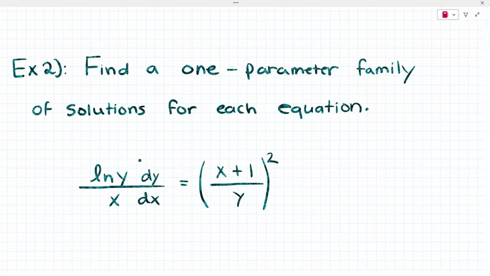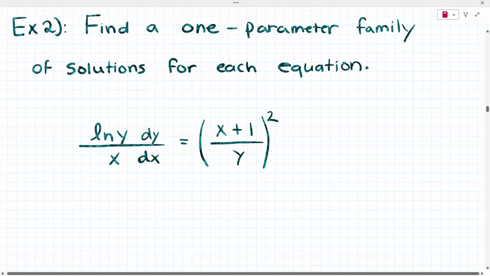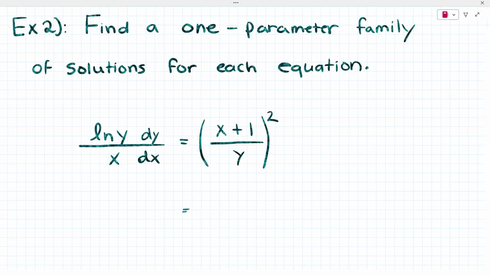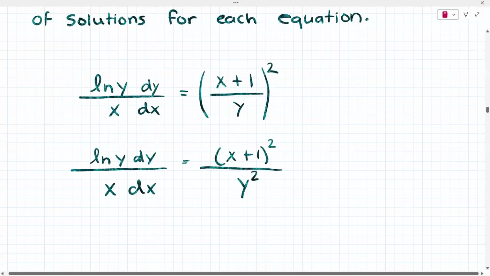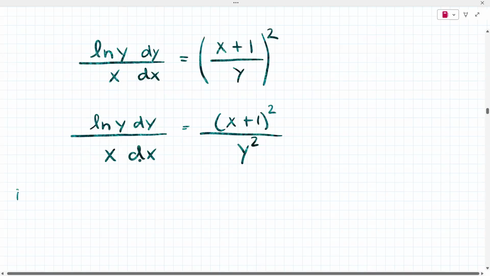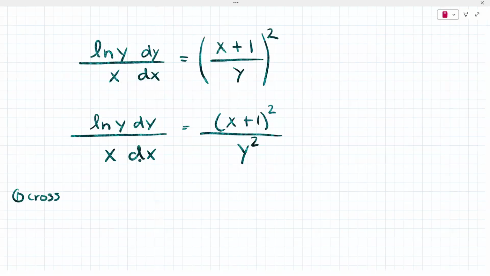So is there anything we can simplify before we cross multiply? I think we could simplify the right side, right? (x plus 1 over y), all in parentheses squared, is equivalent to writing it as two separate fractions. The top fraction would be (x plus 1) squared, and on the bottom, y squared. And on the left, I think you could just leave it as it is. Then what you would do is go ahead and cross multiply, or get all the x's and y's by themselves.